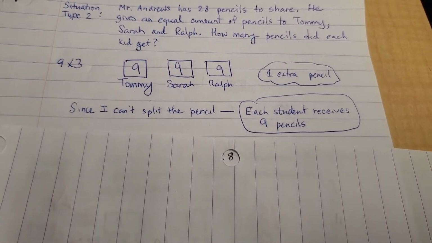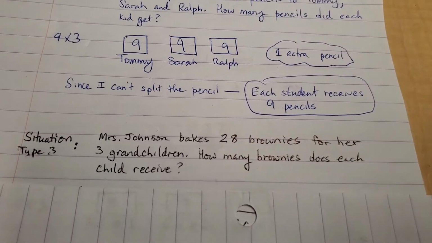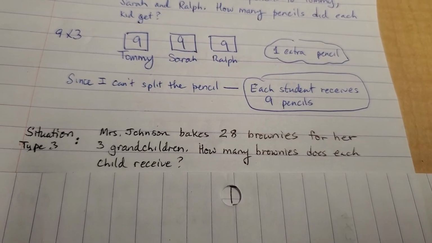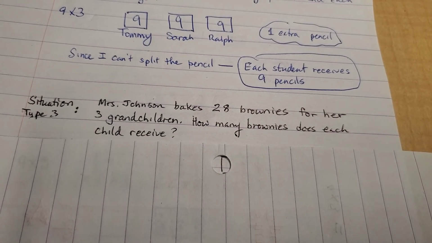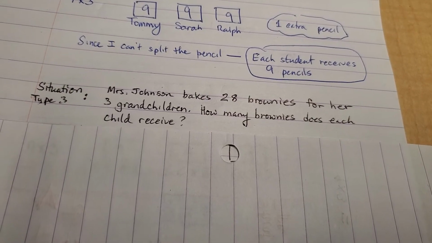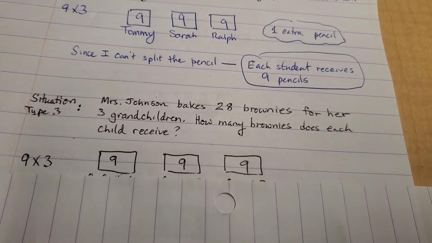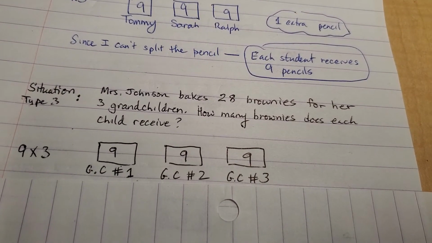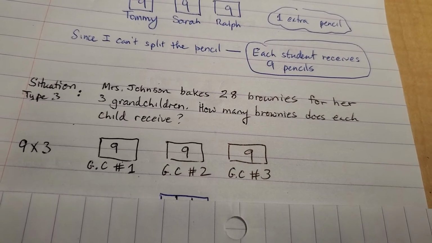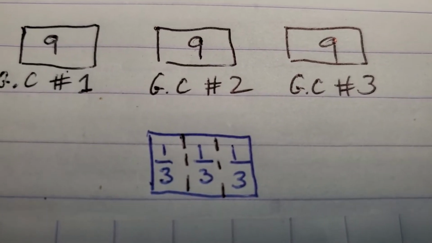Now, the third situation is very different from the other two. Let's check this out. Miss Johnson bakes 28 brownies for her 3 grandchildren. How many brownies does each child receive? Now, brownies are things that can be split up equally. You can take a brownie and find a way to split the leftovers. So every grandchild would start with 9 full brownies, and then you have this one extra brownie. Well, I can split that brownie into 3 equal parts.